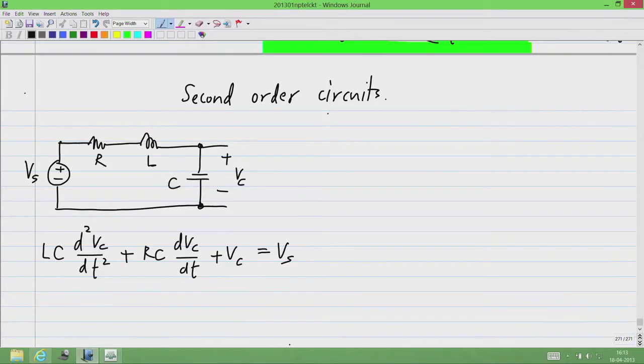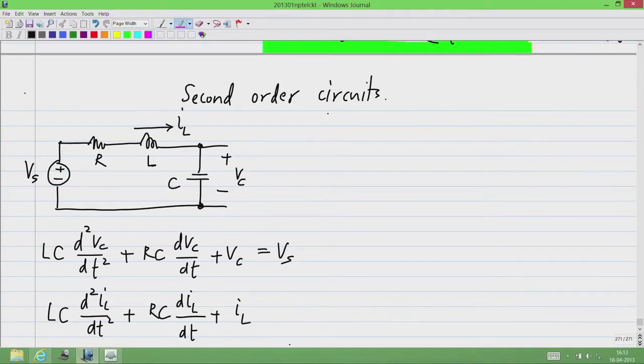Now, the same thing could be written in terms of some other variable. Let us say we choose to write it in terms of the inductor current. It turns out I will not show it here, but even if we write it in terms of the inductor current, we would get the left hand side of the differential equation to be exactly the same. That is, with Vc as variable, we will have LC second derivative plus RC times first derivative plus Vc equals something dependent on the input Vs. That is my convention.